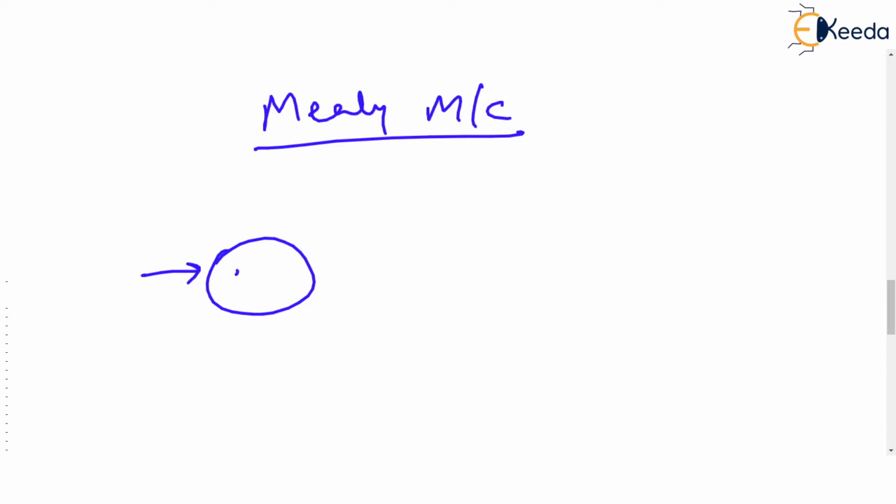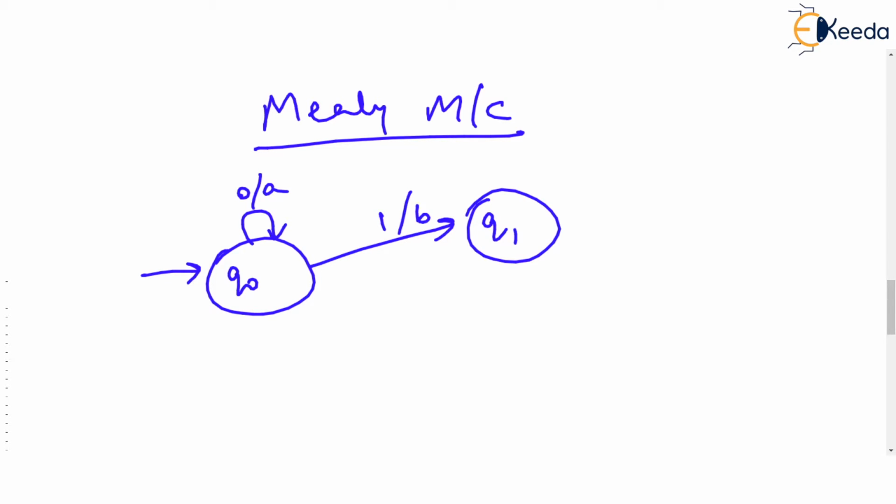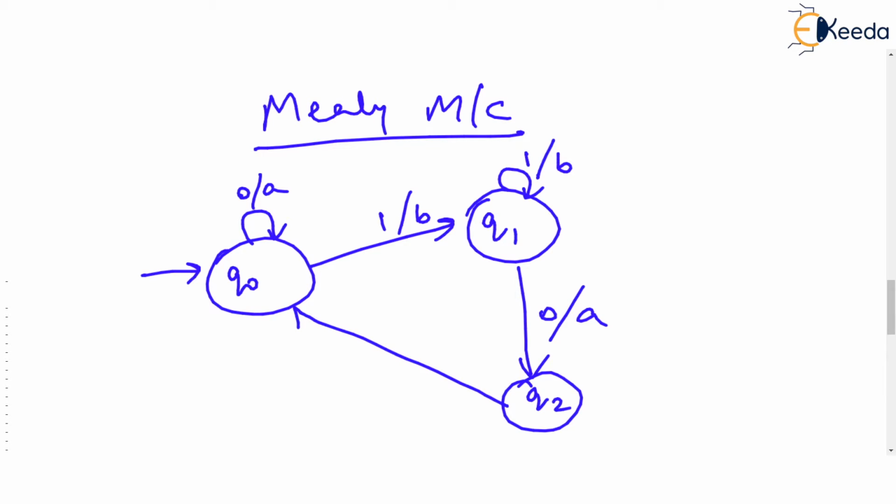Let's take an example of Mealy machine. Let's say Q0 reading 0 will produce A. Reading 1 will go to Q1 but produce B. Reading 1 will produce, let's say, B. Reading 0, okay, will produce A and go to Q2. And Q2 on reading 1 will produce A, and on reading 0 will produce A.